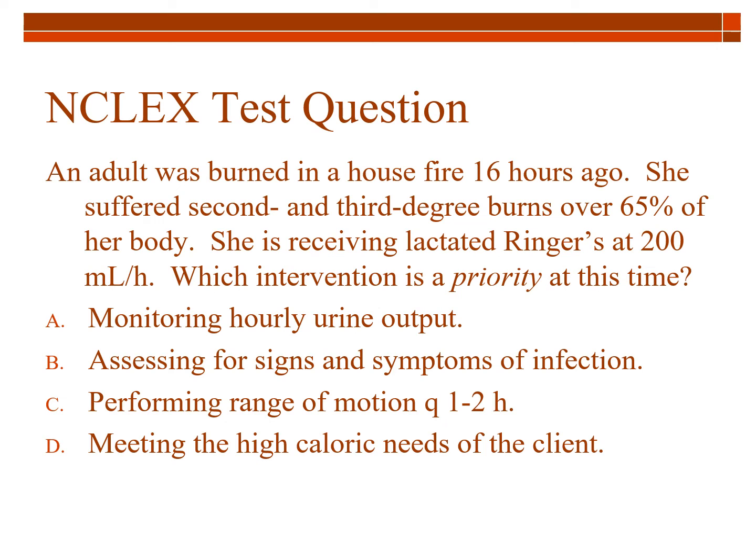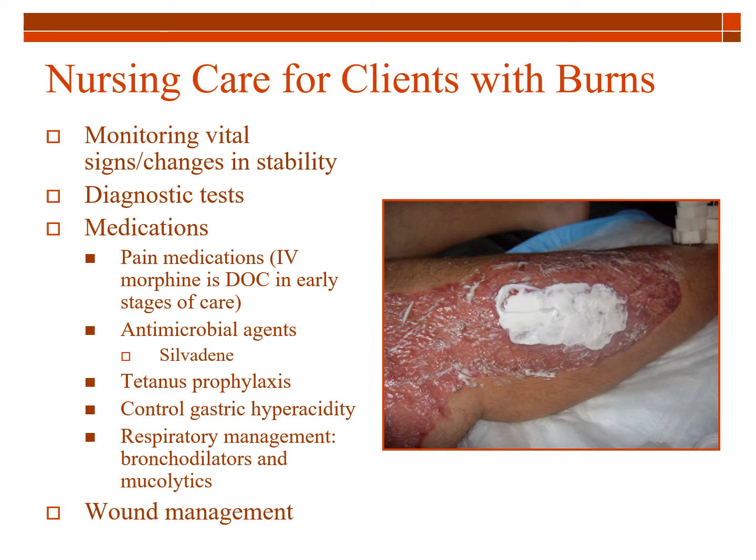Given these choices, I hope you selected A. Urine output is the most readily available and reliable indicator for determining the adequacy of fluid resuscitation. Urine output should be monitored every hour and maintained between 30 and 50 milliliters per hour. Once a patent airway, effective circulation, and adequate fluid replacement have been achieved, priority is given to care of the burn wound.